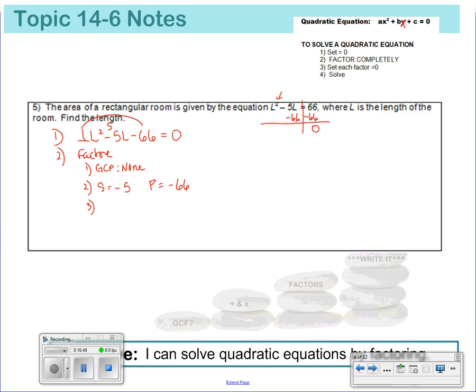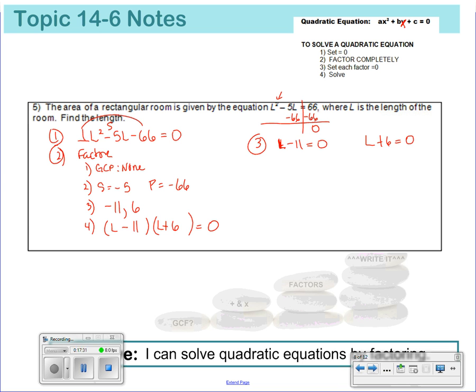We need to find the factors that will multiply to give you negative 66, but add to give you a negative 5. That's going to be negative 11 and a positive 6. And last, we need to rewrite it in factored form. So with our parentheses, our variables L, we have L minus 11 and L plus 6. This is now equal to 0. We factored everything. The next thing we need to do is set each factor equal to 0. So that gives us L minus 11 is equal to 0, or L plus 6 is equal to 0.